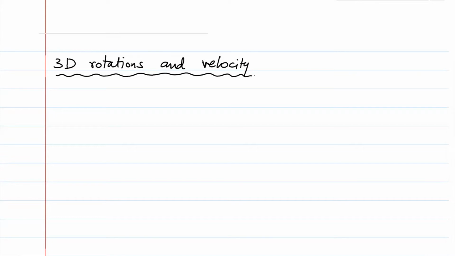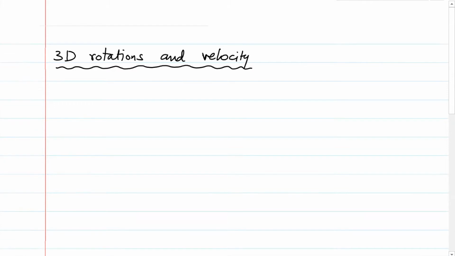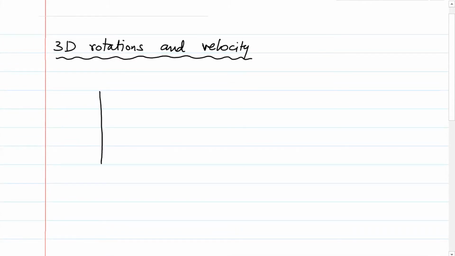So today we are going to talk about 3D rotations and velocity. This will lead to kinematics, dynamics, and eventually legged robotics in 3D. Okay, so far we've only focused on 2D, right? So we've looked at rotations like this. There's an x-axis, y-axis, and that's the global frame.